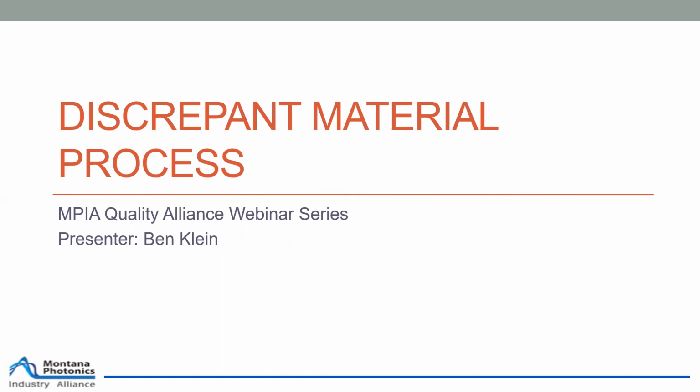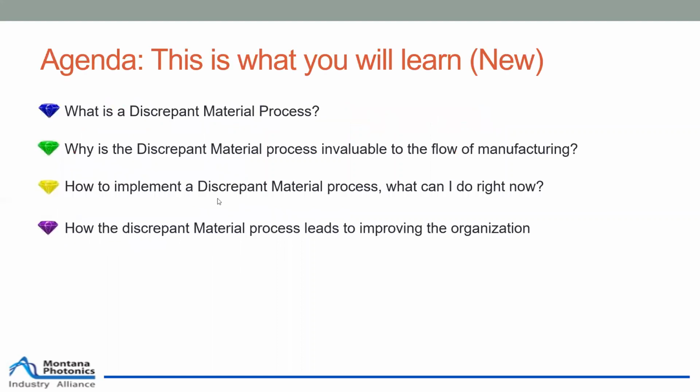The subject of this webinar is the discrepant material process. This is one of the most critical processes to manufacturing flow. In this presentation, you'll learn what a discrepant material process is, why it is so valuable to the flow of manufacturing, a few easy steps for how to implement this process in your organization, and how the discrepant material process leads to improving your system.